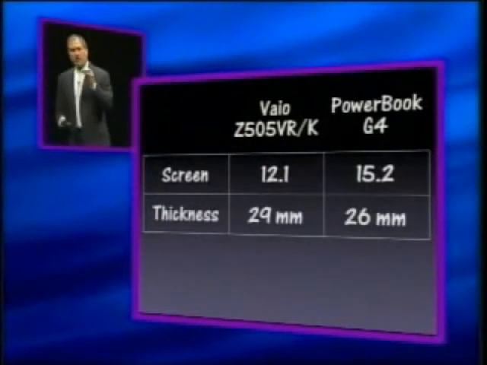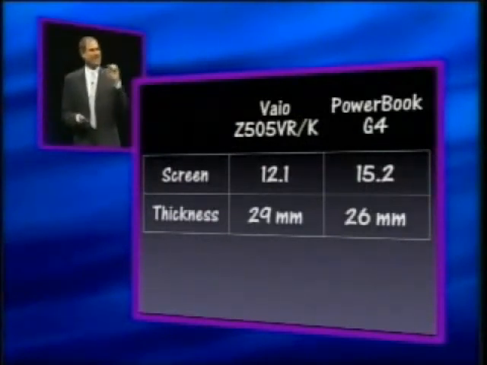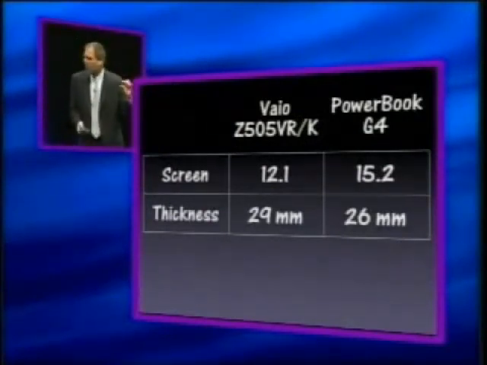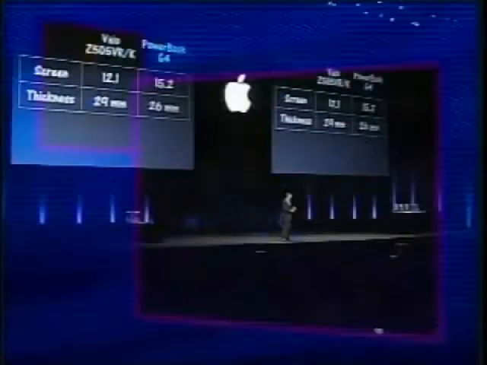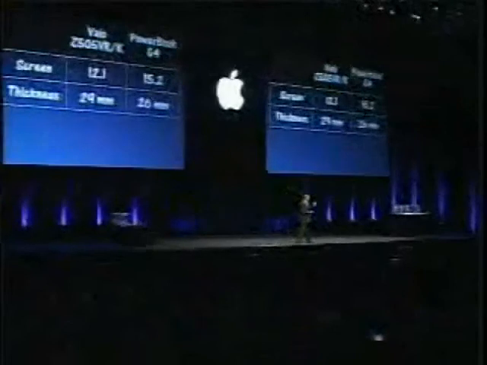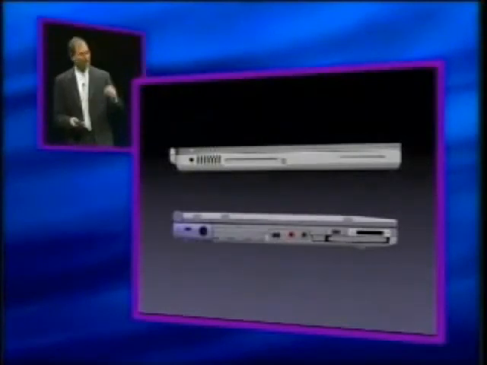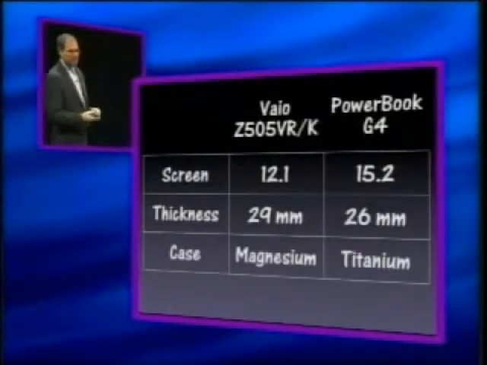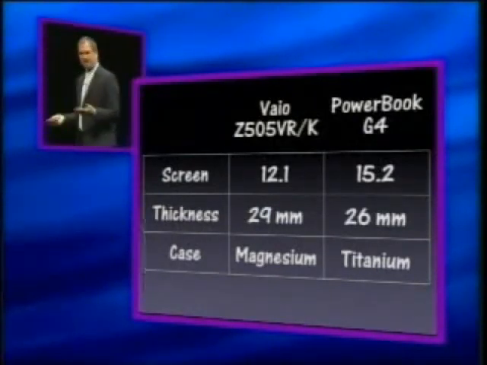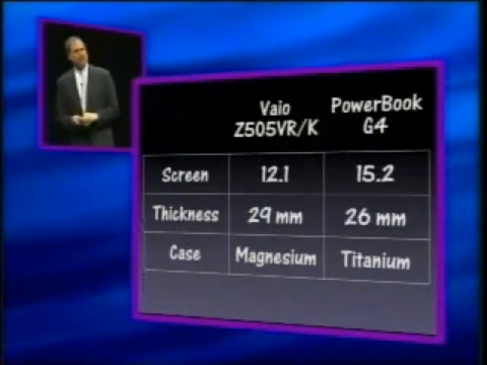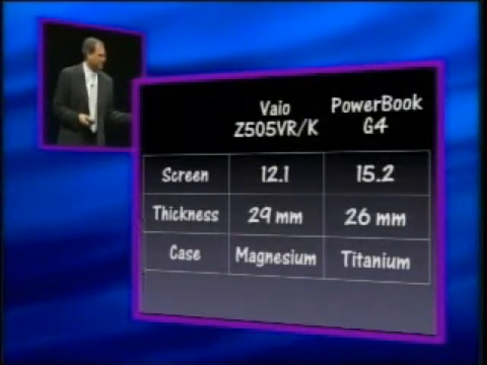Thickness. The new PowerBook is thinner than the Vaio. Amazing. It's thinner than the Vaio. You can see for yourself. There's the Vaio. There's the PowerBook. It's thinner. And it's made out of a material for this new century, titanium, not last century's material, magnesium.